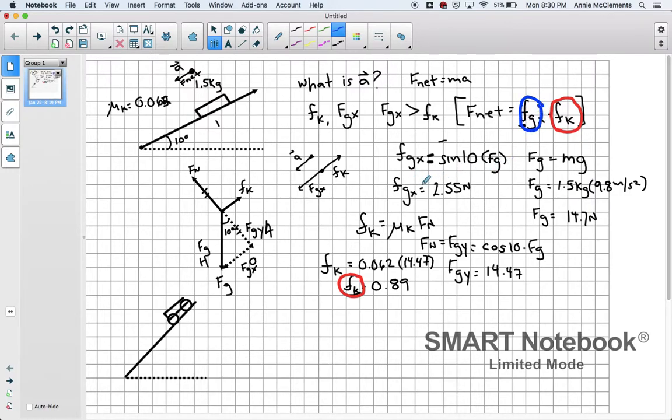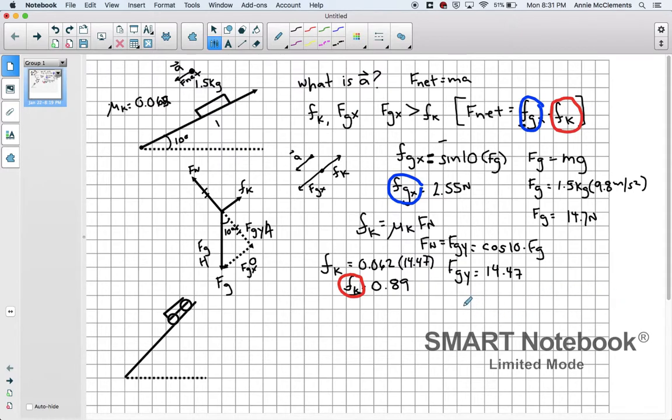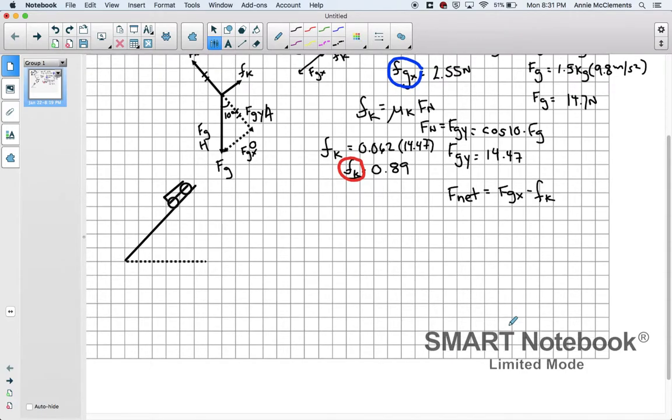Cool, we can now solve for Fnet. Once we have Fnet, it's pretty much a cakewalk into the finish line here for solving for acceleration, right? So we have our original equation, Fnet equals Fgx minus Fk. So using the values that we determined, Fnet is going to equal 2.55 newtons minus 0.89 newtons.